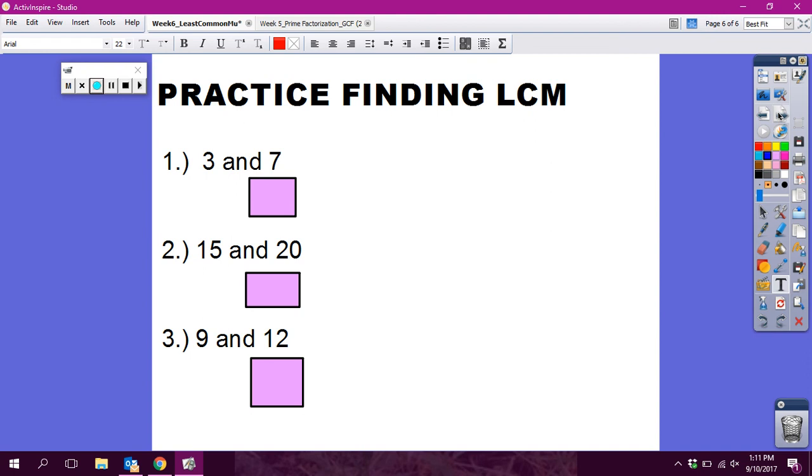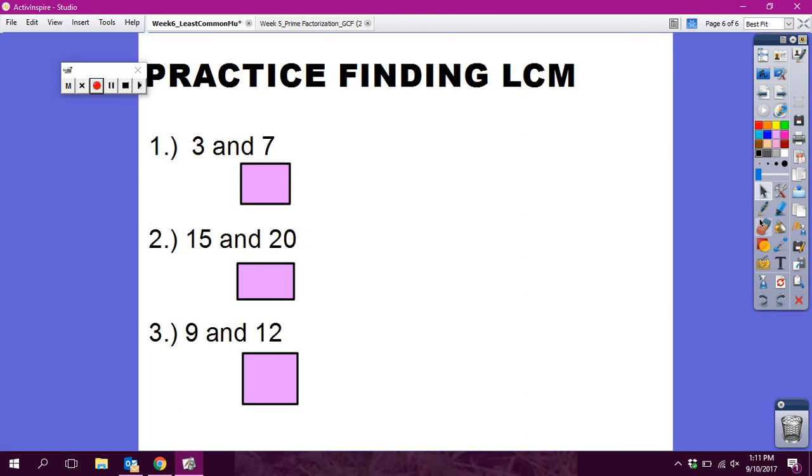Okay, so you should have solved these three problems. If you didn't, then you need to again pause this video and actually solve them, because I'm going to show you the answers now. So for 3 and 7, your least common multiple is 21. Notice you could actually just multiply those two numbers together and find it, but that only works because both of these numbers are prime, you guys. 3 and 7 are both prime. That's why it works, okay?